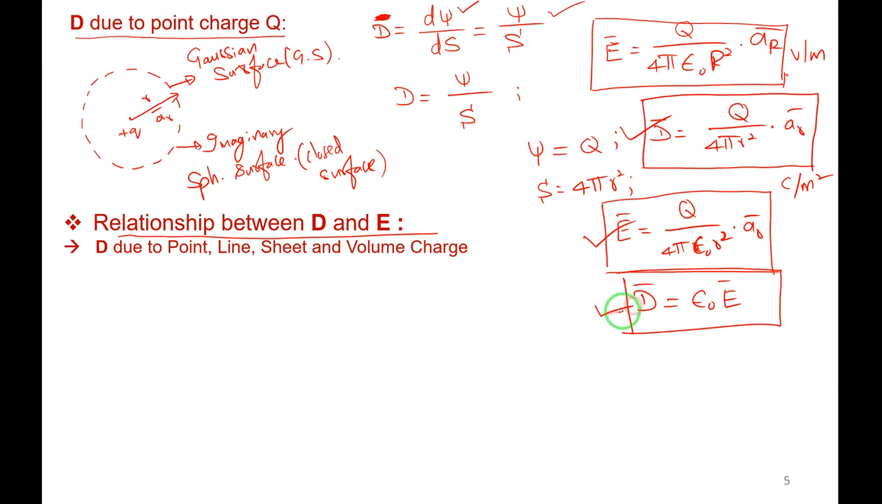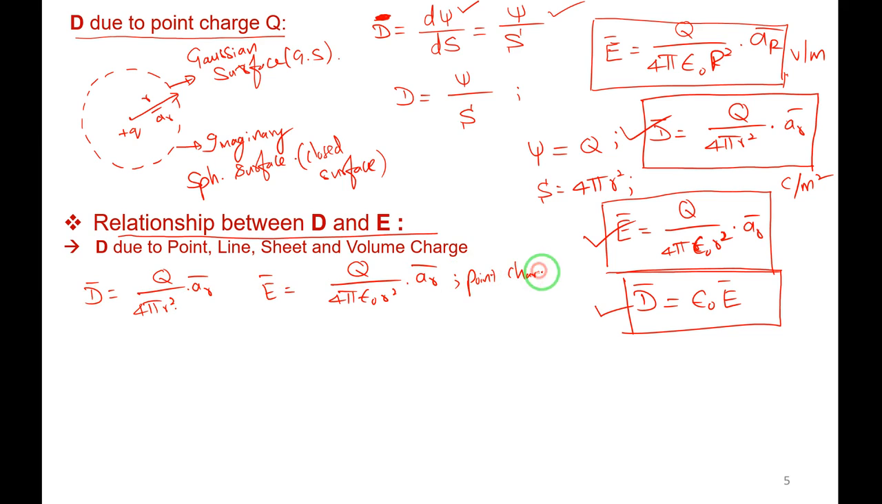For point charge, in the same way for line charge, surface charge, sheet charge, volume charge, we will see. What is D due to point charge? Already we have seen, D due to point charge is Q by 4 pi r square into aR. We have proved this. And E due to point charge is Q by 4 pi epsilon naught r square into aR. We are familiar with this. This is due to point charge.